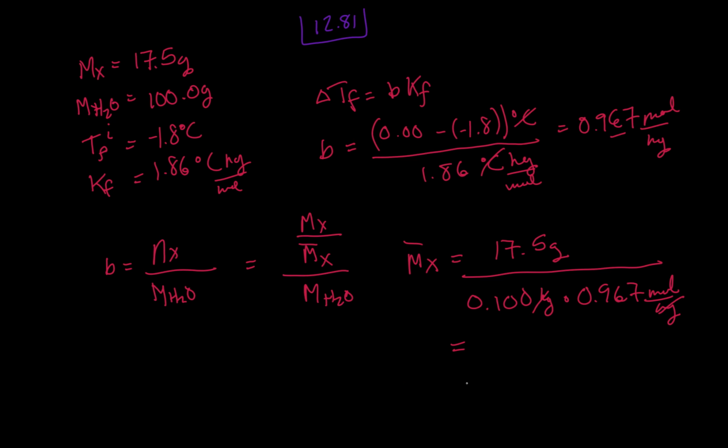And I calculate a figure of 180 grams per mole in this case. And again, we're confident to the second digit here because of our impure freezing temperature. All right, that is molar mass with the freezing point depression formula.